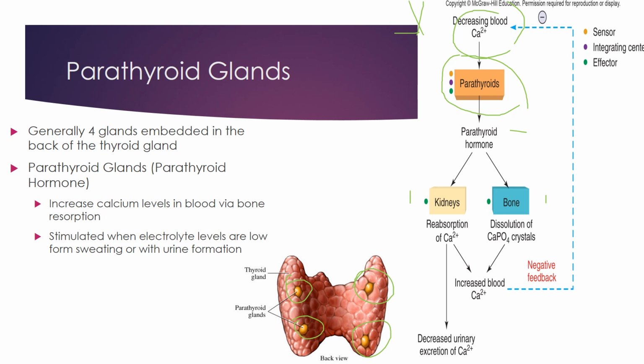Within the kidneys, this will reabsorb calcium from urine, and from bones, this will start the breakdown of calcium from bone. All of which is a response to increase circulating blood calcium levels until we go back to normal, in a negative feedback fashion. Then within the kidneys, we excrete a smaller amount of calcium so that we're able to have that circulate within the bloodstream.